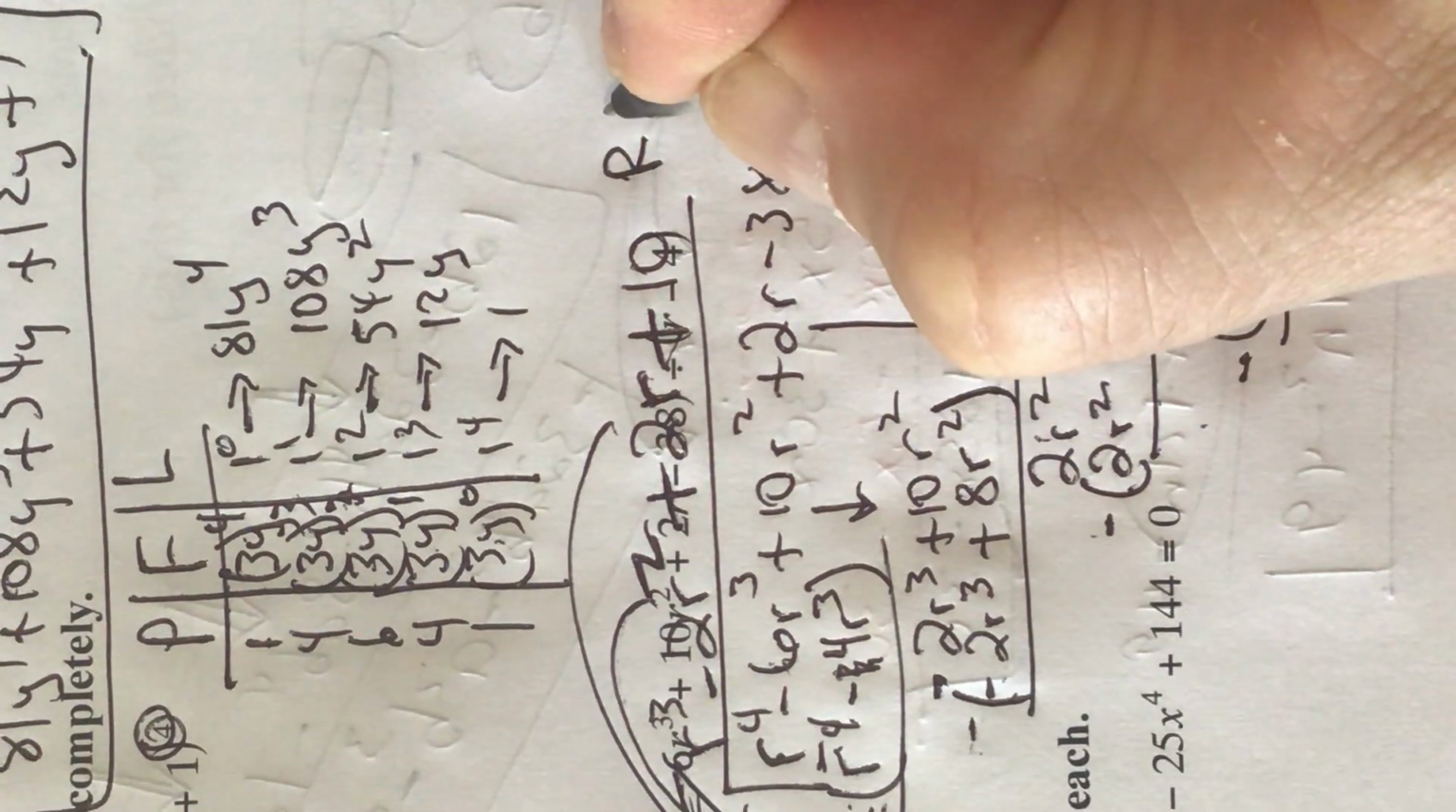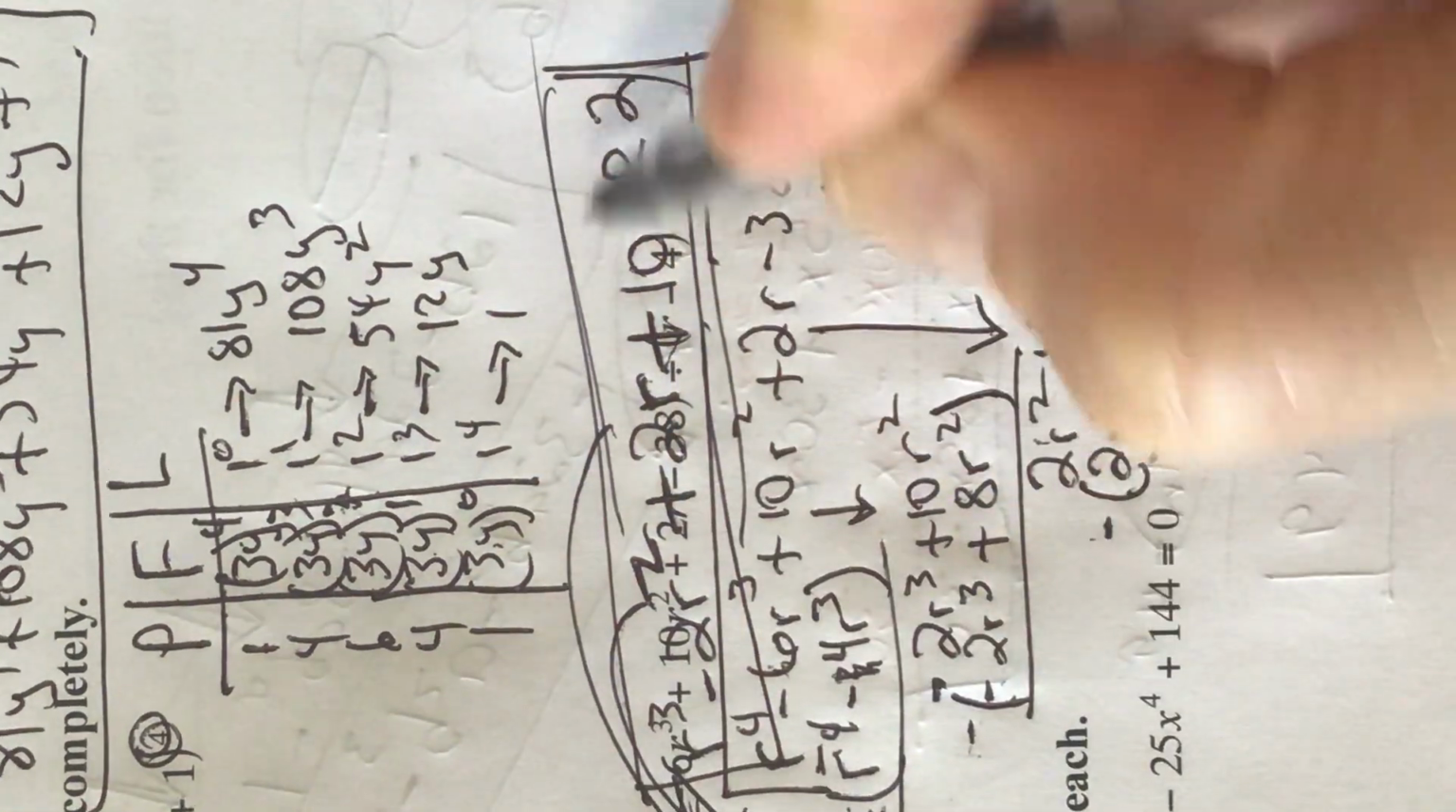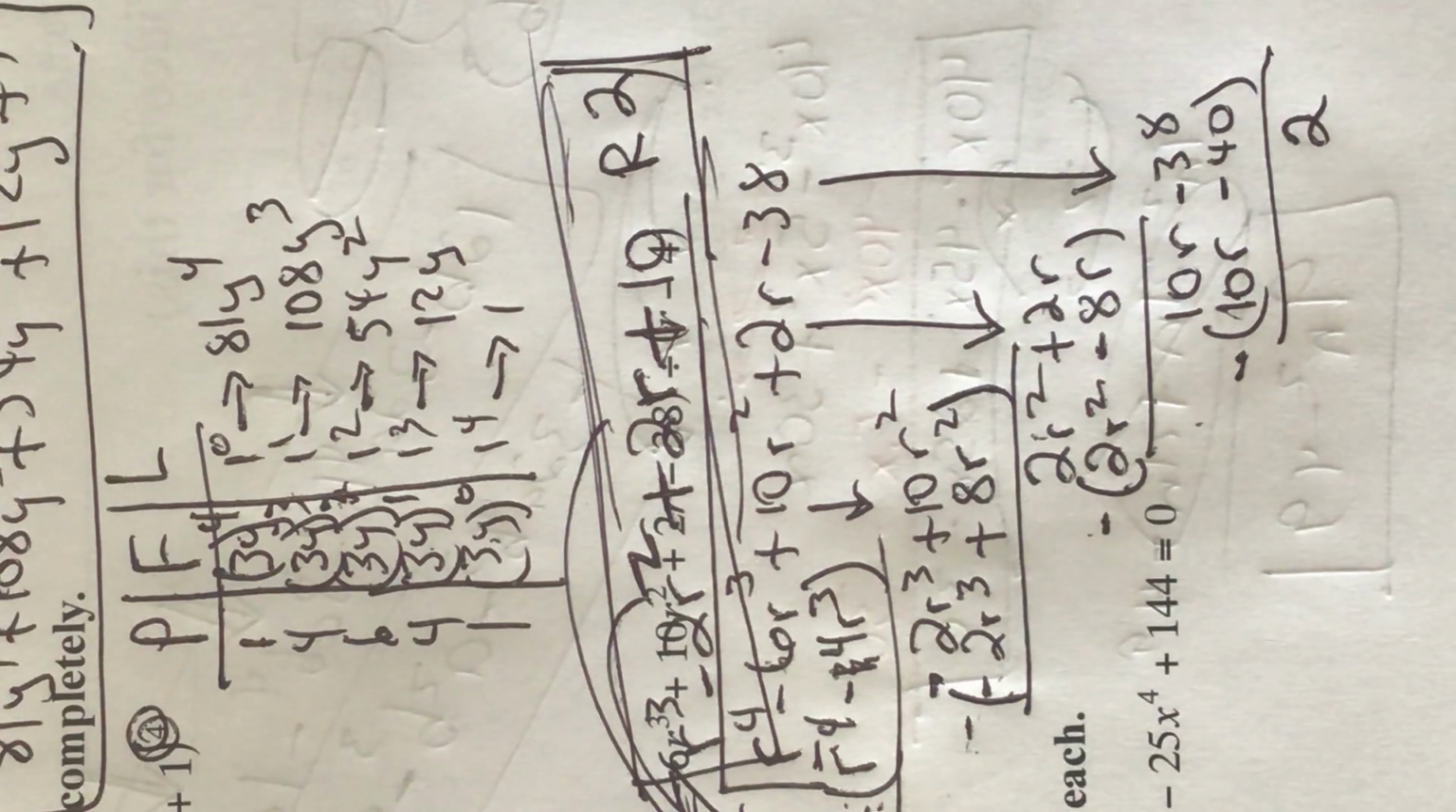So we have a remainder of 2. I'm just going to leave it like that, and that's good enough. You can just say it's a remainder of 2.